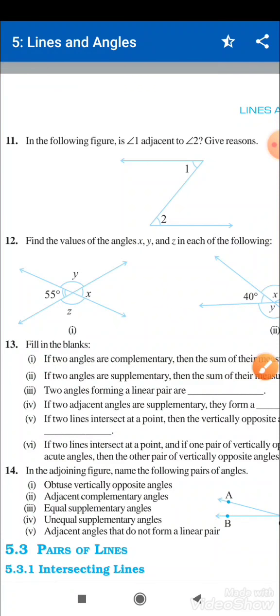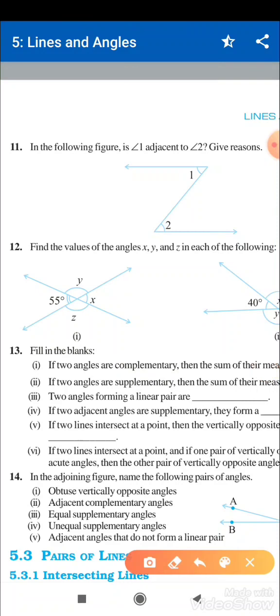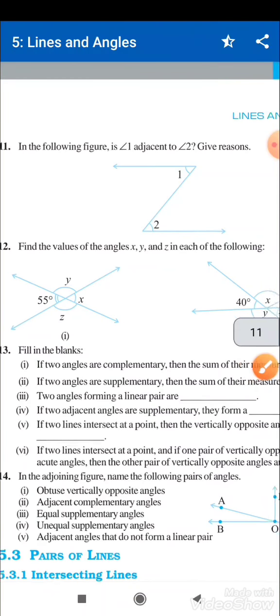From here we can easily conclude that the measurement of z, as y and z make a pair of vertically opposite angles. If the measurement of angle y is 125 degree, then the measurement of angle z is also 125 degree. So measurement of angle x is 55 degree, measurement of angle y is 125 degree, and measurement of angle z is also 125 degree. Now you can solve its second part by yourself.